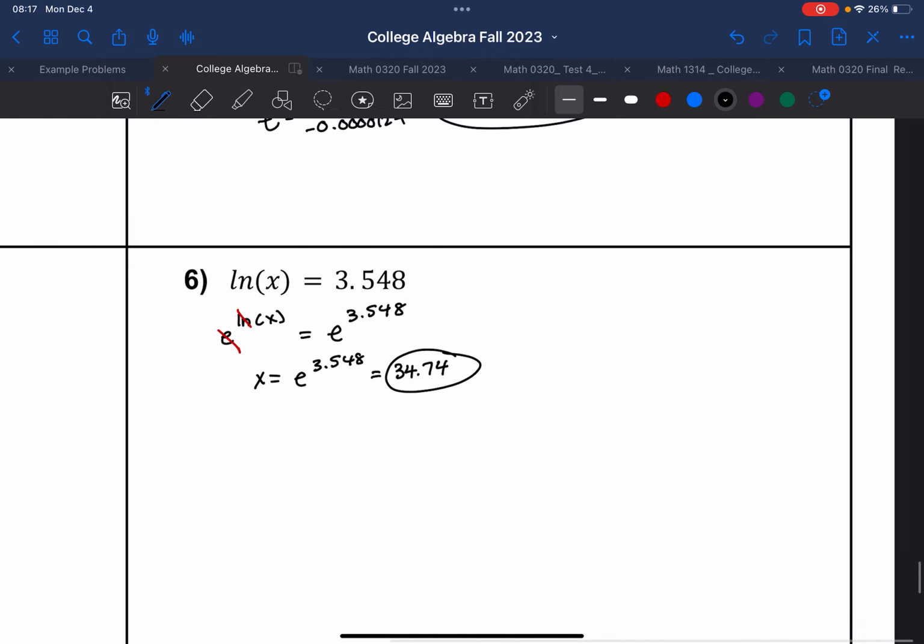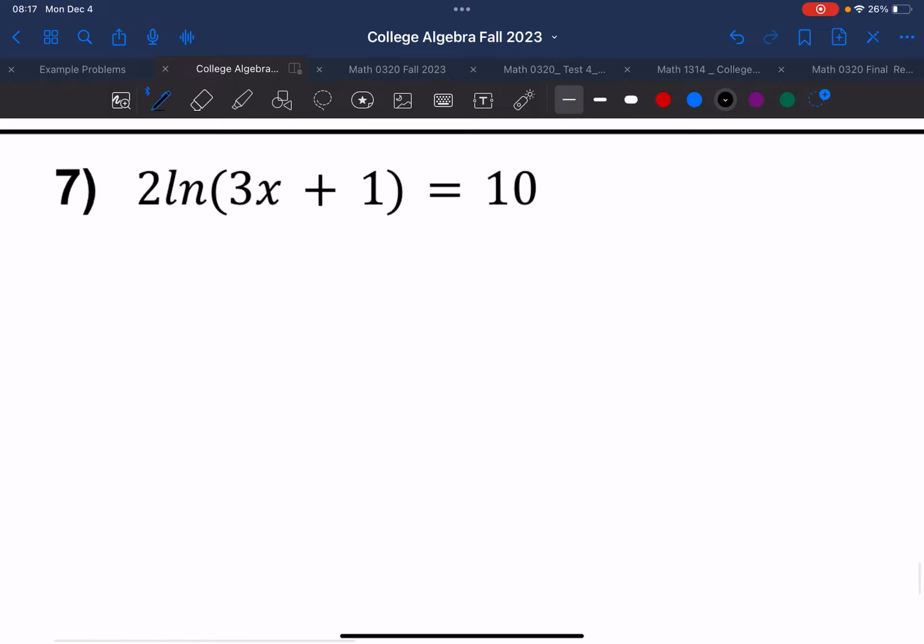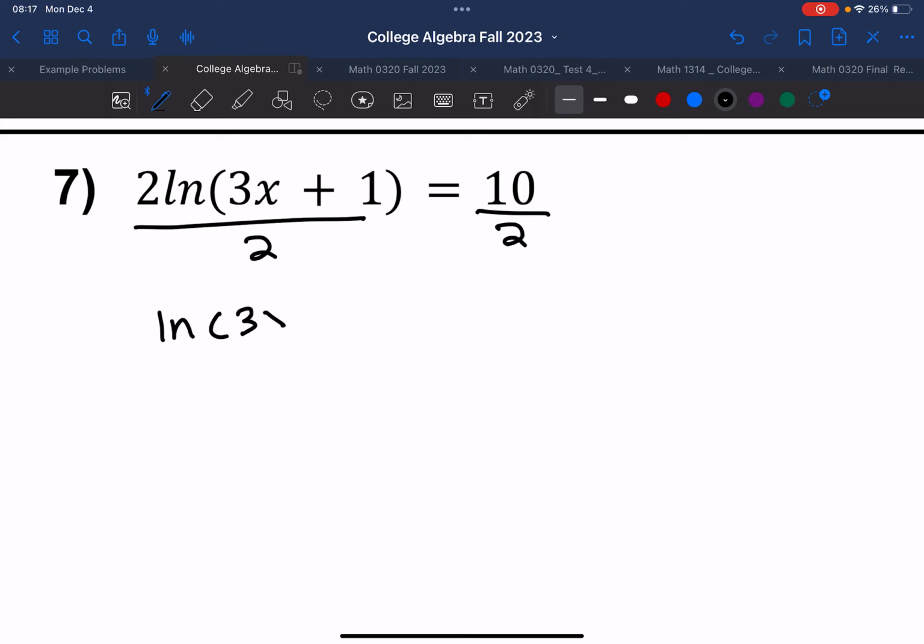Okay, so number 7. So again, number 7 is in terms of natural log. That means in order to cancel it out, we have to use the inverse, which is e to the x. But before we do that, we have to get the natural log by itself. And notice that there is a 2 in front. So I'm going to first divide both sides by 2, and I get the natural log of 3x plus 1 is equal to 5.